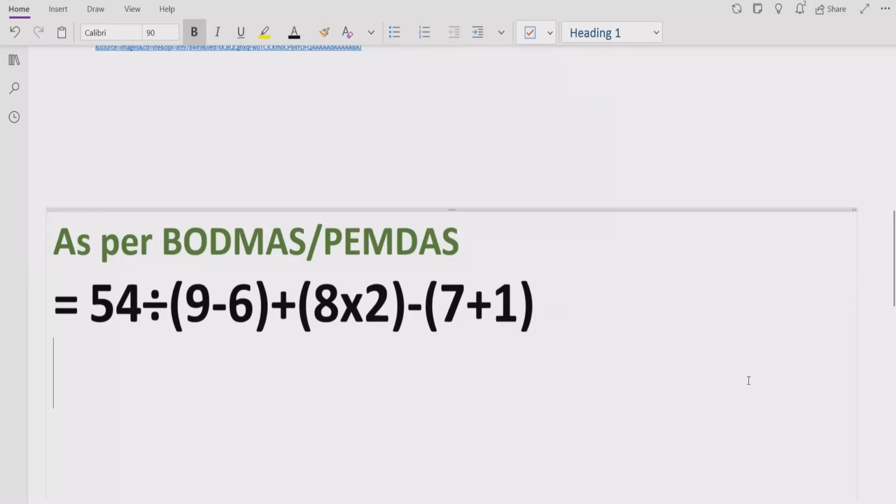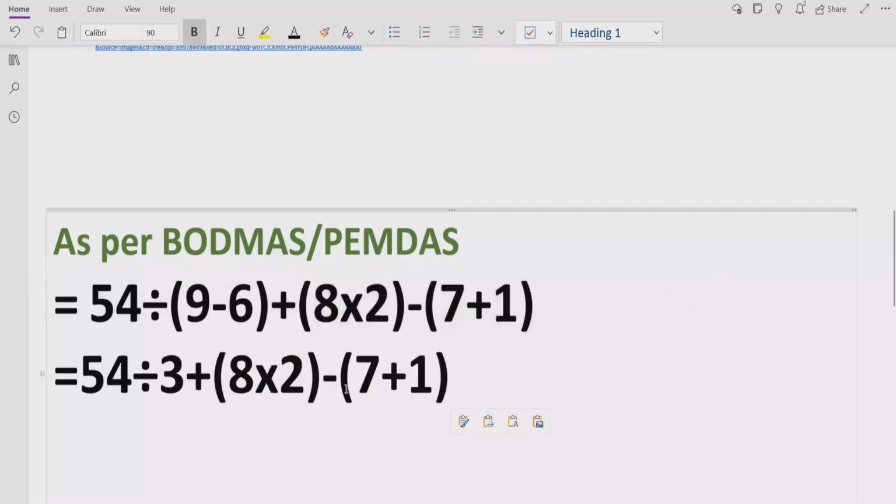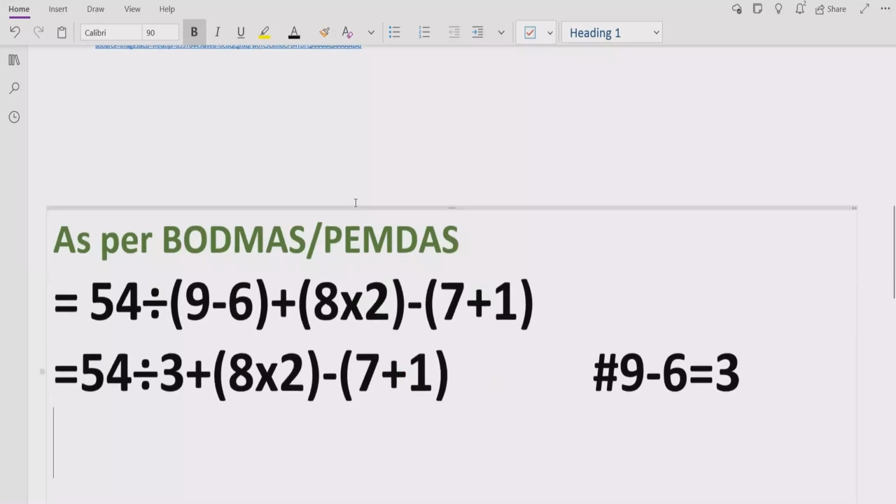As you can see, according to the BODMAS and PEMDAS rule, we will solve the brackets first. Here we have 3 brackets. So first of all, we will solve each bracket one by one. Here we have 9 minus 6, which is equal to 3, plus 8. This we will write as it is. And here 9 minus 6 equals 3. Now move forward.